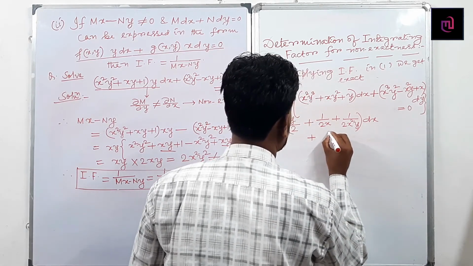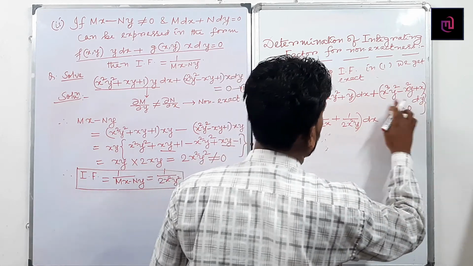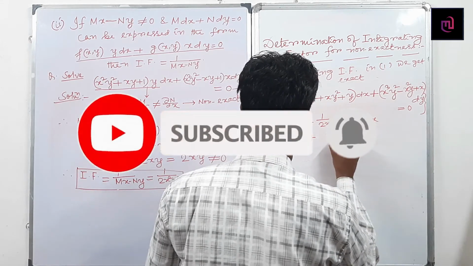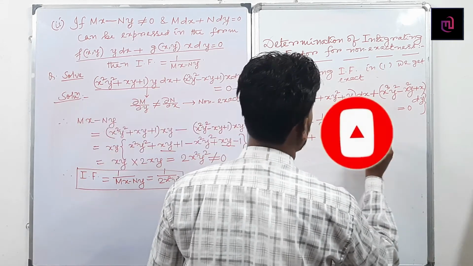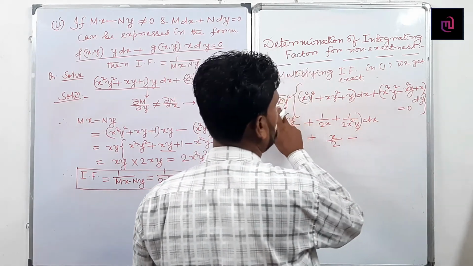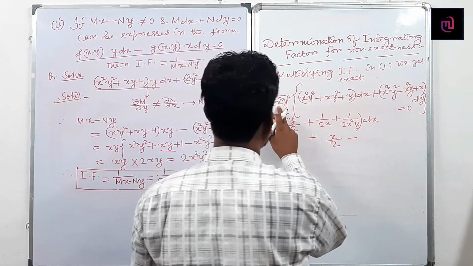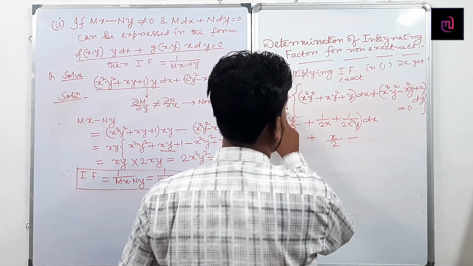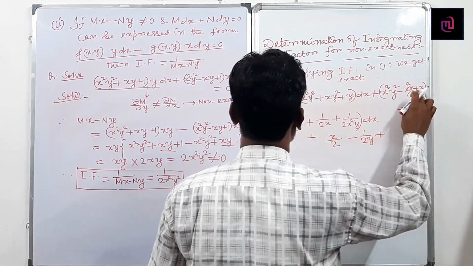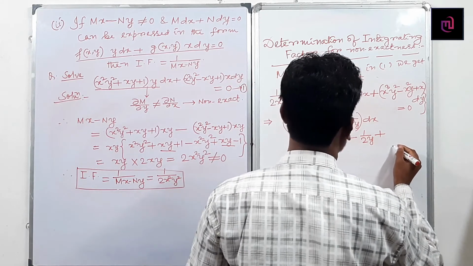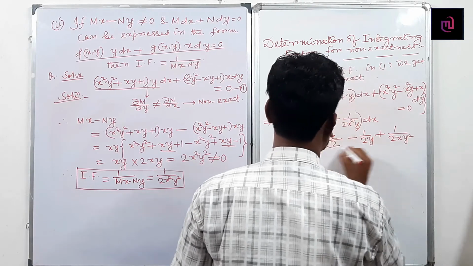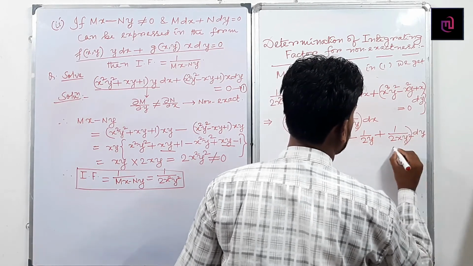Plus, multiplying by 1 over 2x²y²: x³y² gives x by 2, then minus x²y, which gives 1 by 2y, then plus x gives 1 by 2xy², whole into dy equals to 0.